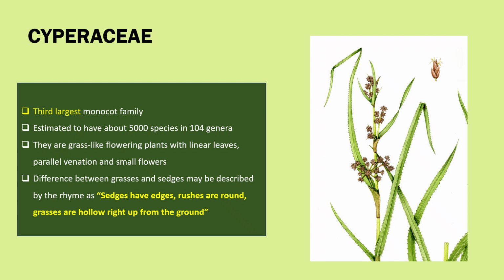Somebody has described a rhyme to differentiate grasses from Cyperaceae: sedges have edges, rushes are round, grasses are hollow right up from the ground. So this is a rhyme to describe the difference between Poaceae and Cyperaceae.